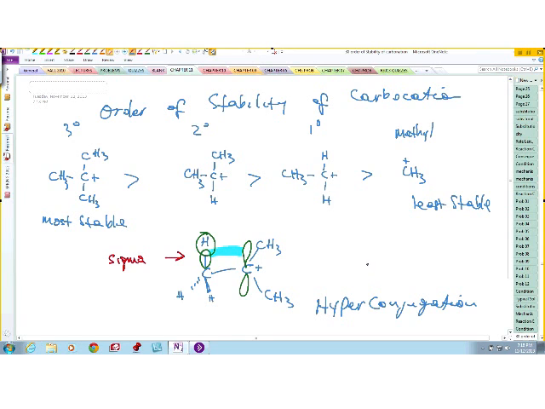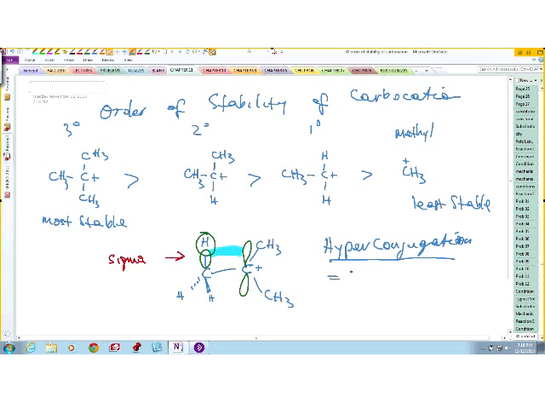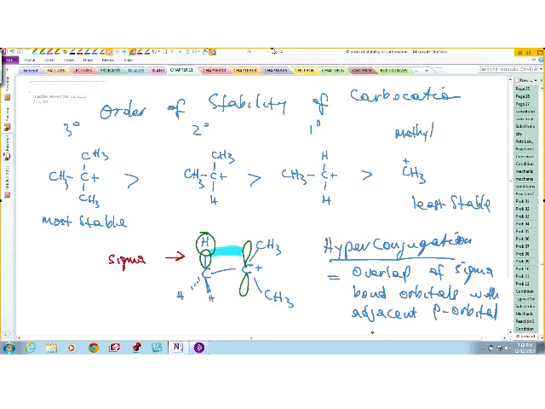And this phenomenon we refer to as hyperconjugation. So therefore, hyperconjugation is the overlap. Let me erase this and write it up here, so I'll give you a definition for this. Hyperconjugation is the overlap of sigma bond orbitals with an adjacent p orbital, in this case, of a carbocation.